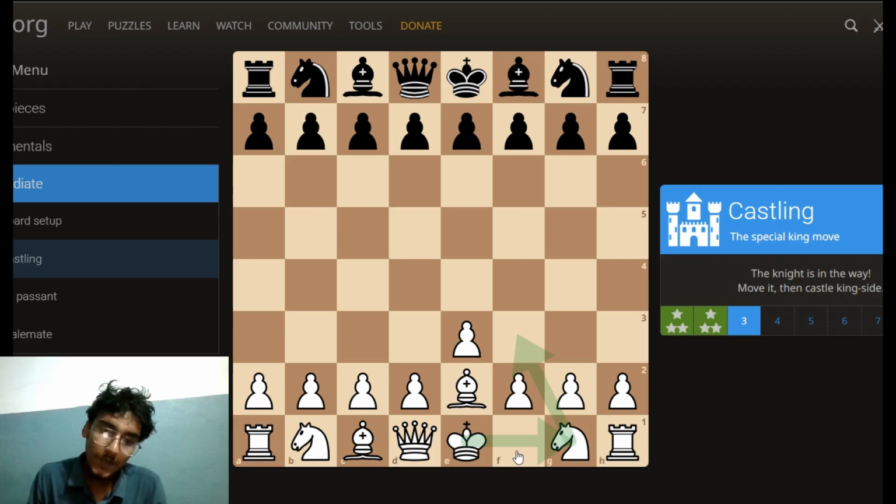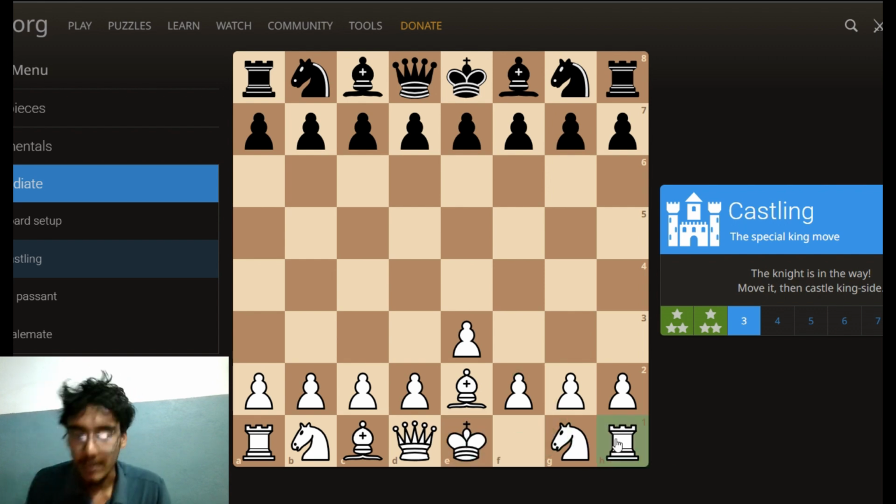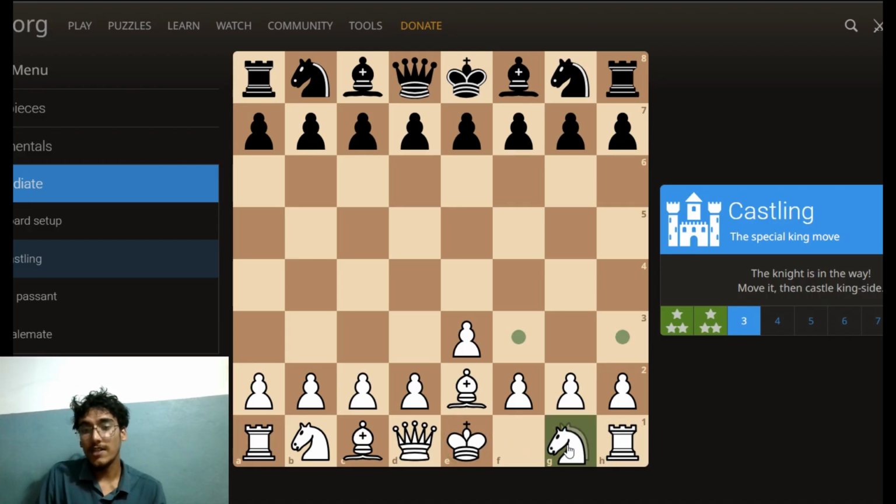Now castling cannot happen if there lies any piece in between the rook and the king. Rook and the king. So we need to move this knight somewhere, either here or here.